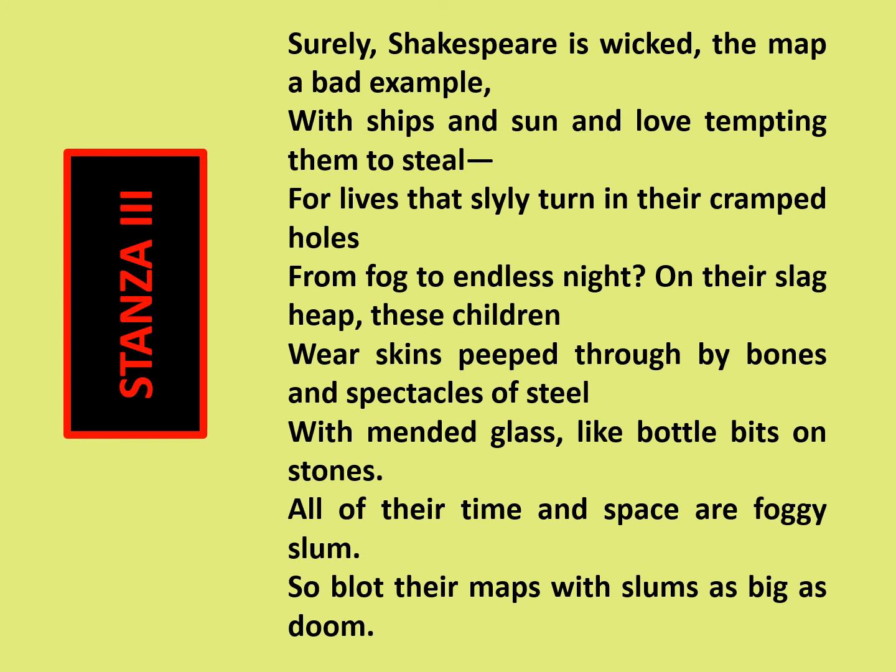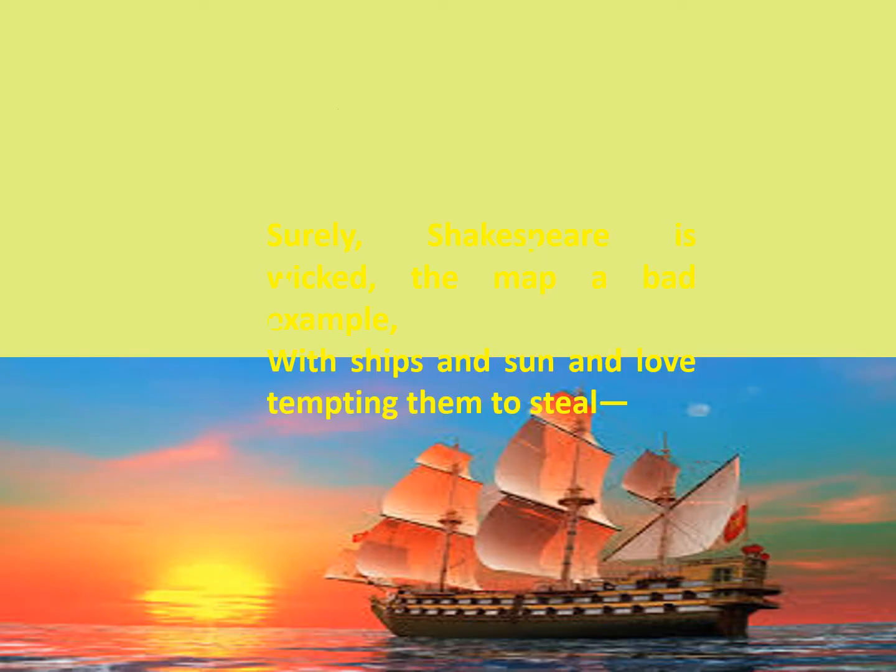Now, stanza 3 says: Surely Shakespeare is wicked, the map a bad example, with ships and sun and love tempting them to steal, for lives that slyly turn in their cramped holes. From fog to endless night, on this slag heap these children wear skins peeped through by bones, and spectacles of steel with mended glass, like bottle bits on stones. All of their time and space of foggy slum, so blot their maps with slums as big as doom.